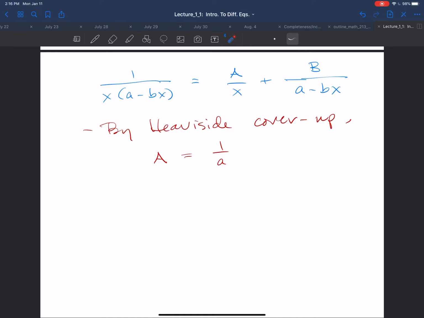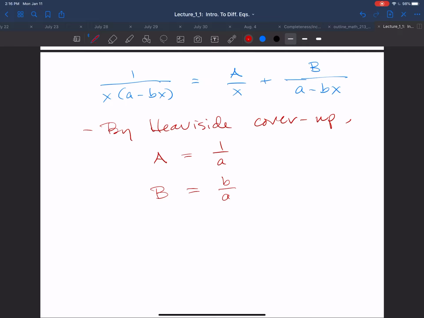So we can see pretty easily by following this cover-up method that capital A has to have the value 1 over a, and capital B has to have the value b over a.